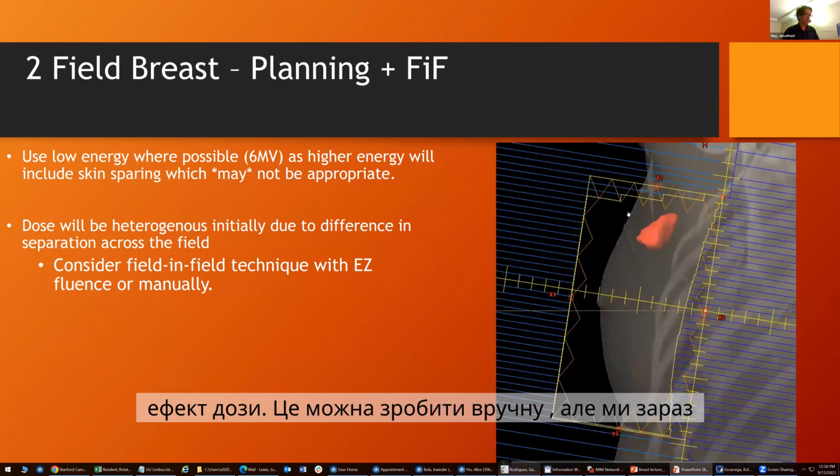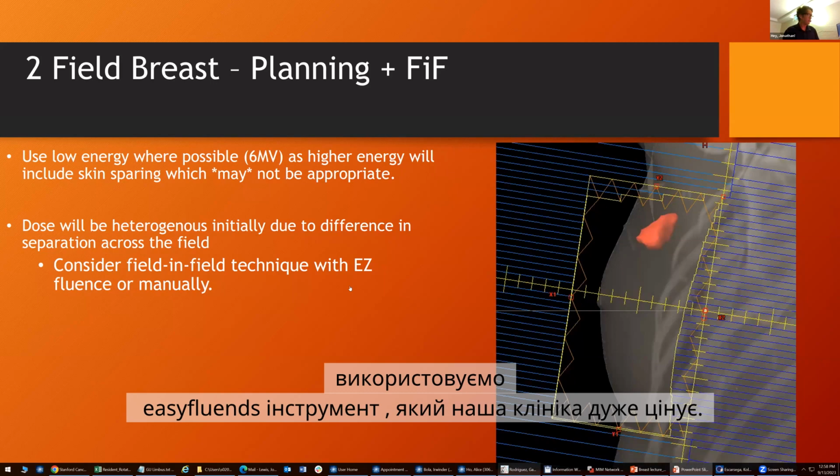This can be done manually by hand, but we are currently using the Easy Fluence tool, which our clinic has really appreciated.